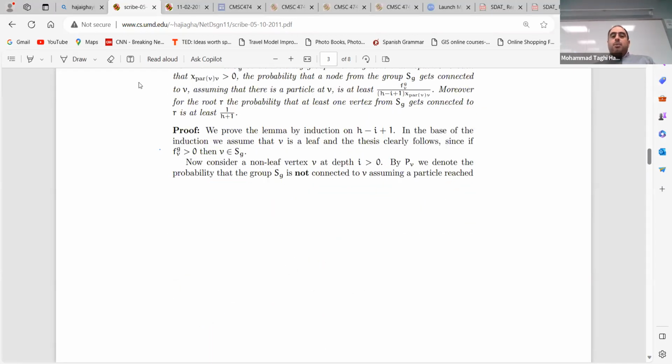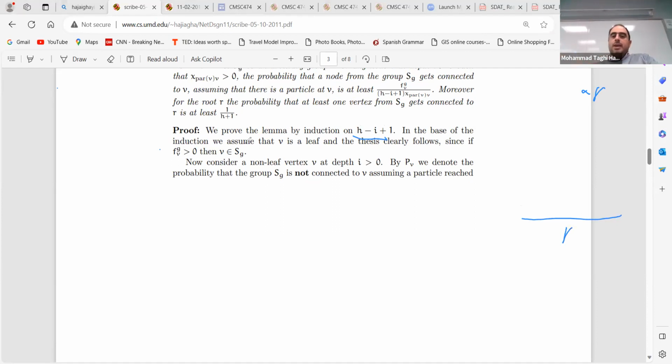Good. So proving the lemma by induction, that is actually the beautiful thing that you can do. You will prove by induction on H minus I plus 1. In the previous time, if you remember, the base case was the root. Here, the base case would be the leaf.